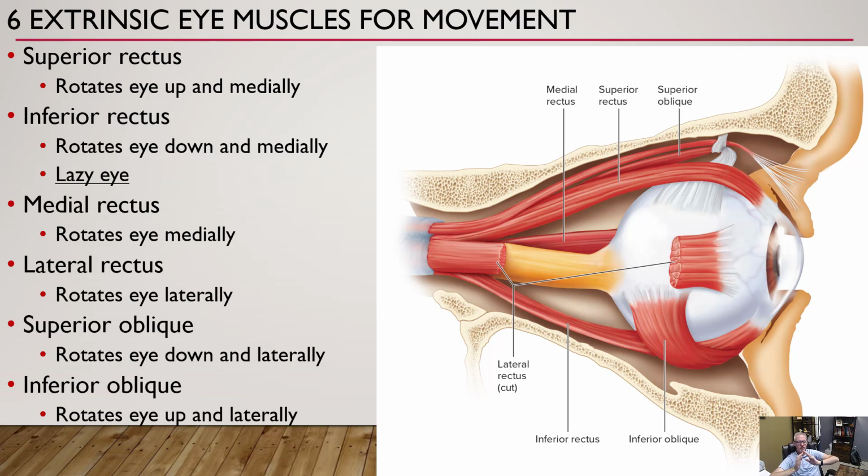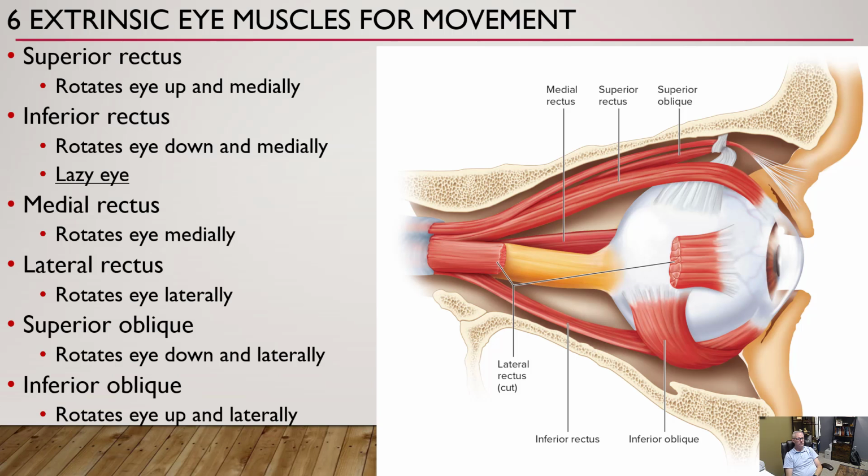Now your oblique muscles do the opposite of what they say they're going to do. So your superior oblique, superior means above, and oblique kind of means diagonally. So you would think that your superior oblique muscle would move your eye above and diagonally, but it doesn't. Your superior oblique rotates your eye down and laterally. Your inferior oblique muscle would actually rotate your eye up and laterally.